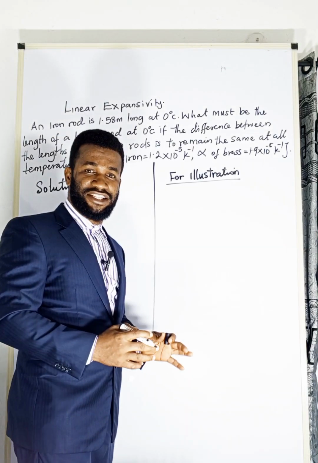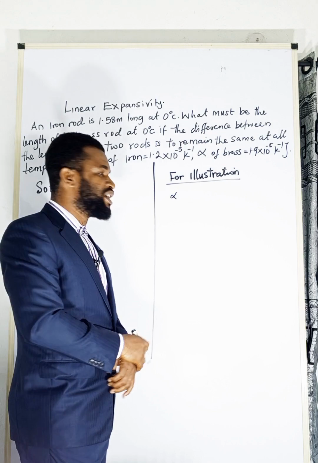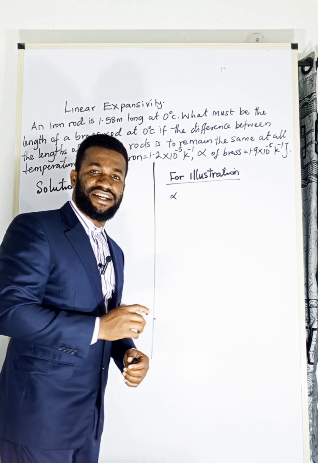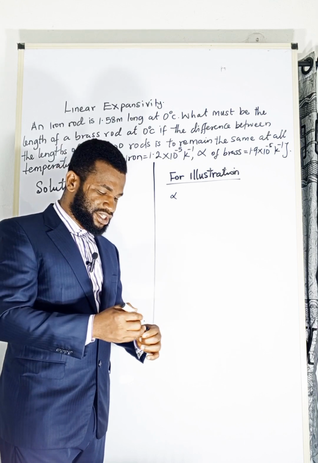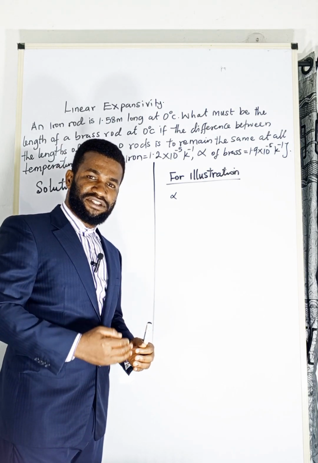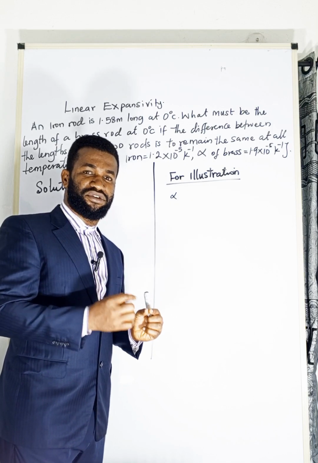When we talk about linear expansivity, we use this symbol to represent it, and linear expansivity is defined as increase in length per unit length per degree rise in temperature. That means a particular increase in length due to temperature increase.